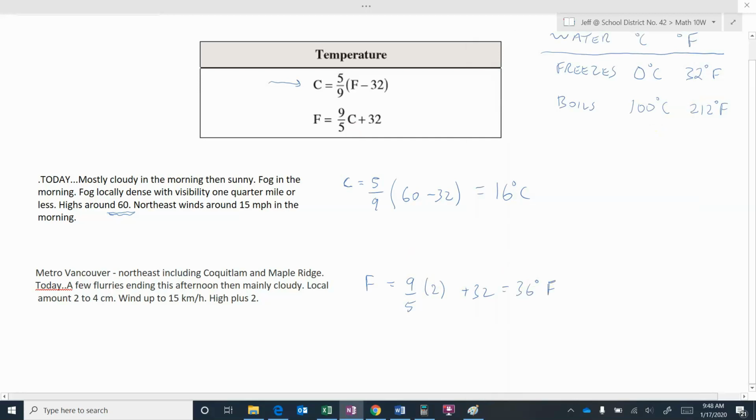And so that's how you would convert between Celsius and Fahrenheit. If you know the temperature in degrees Fahrenheit, it's 5 divided by 9 times the Fahrenheit minus 32 in brackets. And if you want to convert Celsius to Fahrenheit, you go 9 divided by 5 times your temperature in degrees Celsius and you add 32.